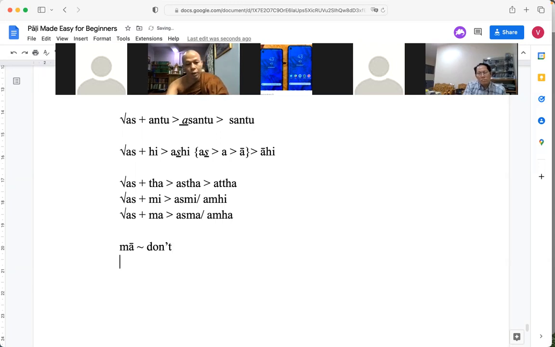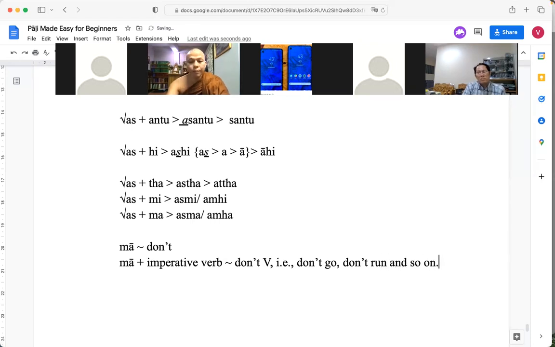So that ma also here, ma plus imperative verb. Ma plus imperative verb, or don't, verb infinitive. Don't verb infinitive. So like this. So don't go, or don't run, and so on. So to say that point, we use this, and also if we say don't go, don't run and so on.